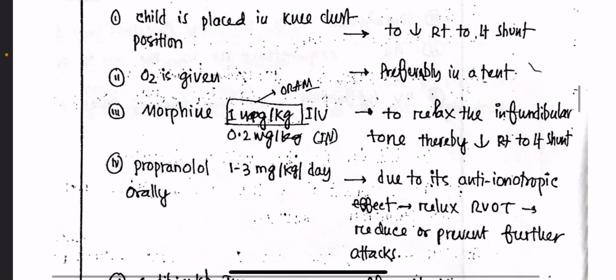Propranolol 1 to 3 milligram per kg per day orally. Due to its negative inotropic effect, it relaxes the RVOT and reduces or prevents further attacks.